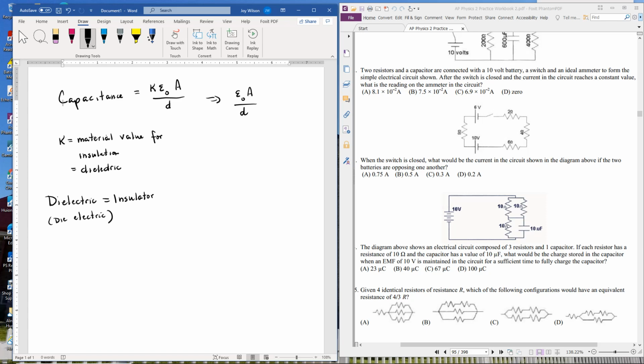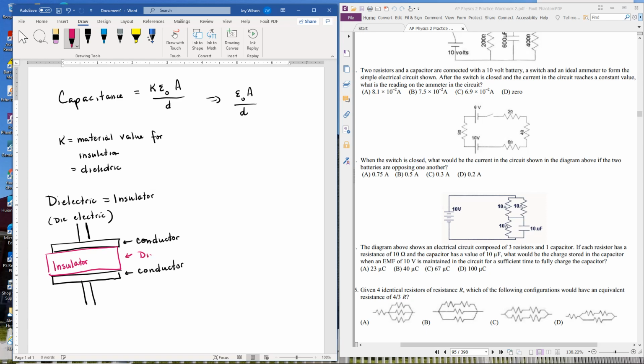So a capacitor is made up of two parallel plates. They're conductors. This is a conductor, and this is a conductor. And so they're called parallel plate conductors because you've got two conductors, and these will be attached to wires on either side. And then in the middle there is typically an insulator. This piece is the insulator, and it is called the dielectric.